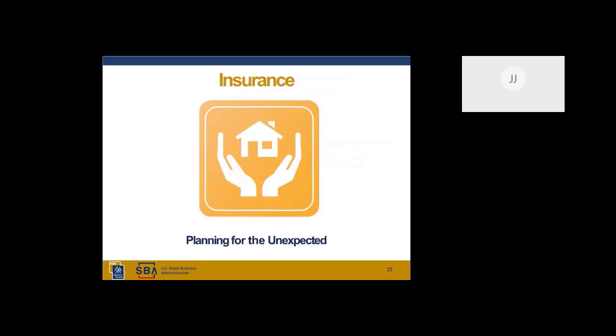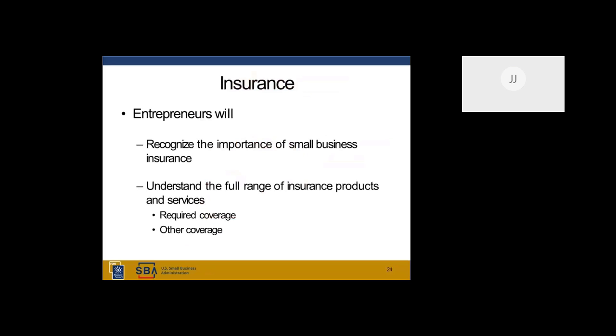Now, insurance, I think this is planning for the unexpected. I can't say it any better. Insurance identifies the types of insurance that small businesses should understand and consider. At the end of the module, entrepreneurs will recognize the importance of small business insurance, understand the full range of insurance products and services, and then know the difference between required coverage and other optional types of coverage that are available to them.